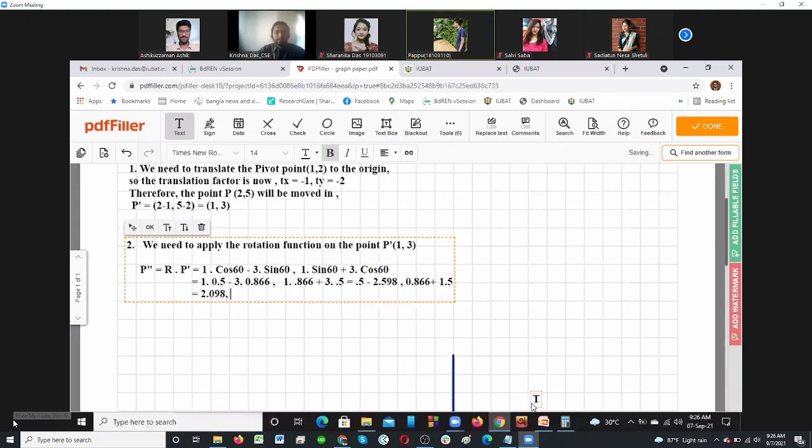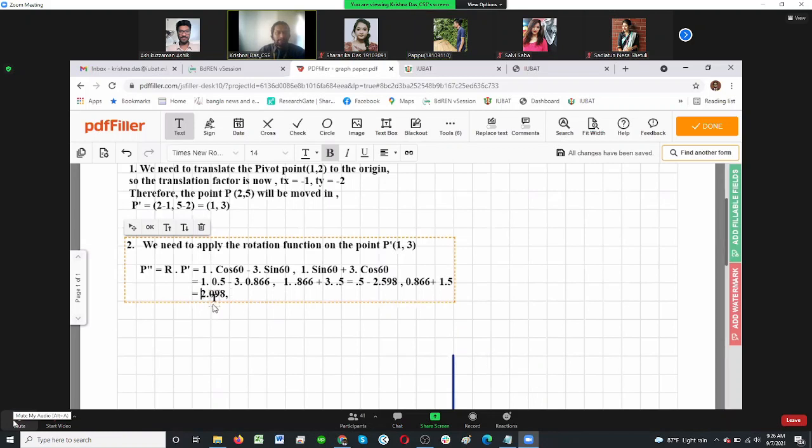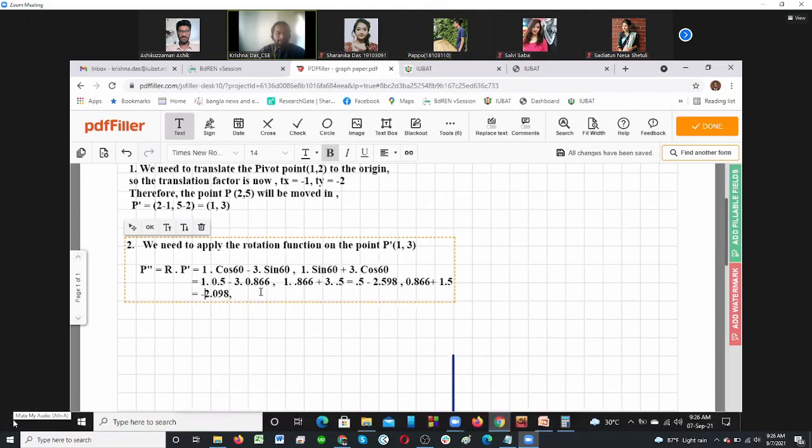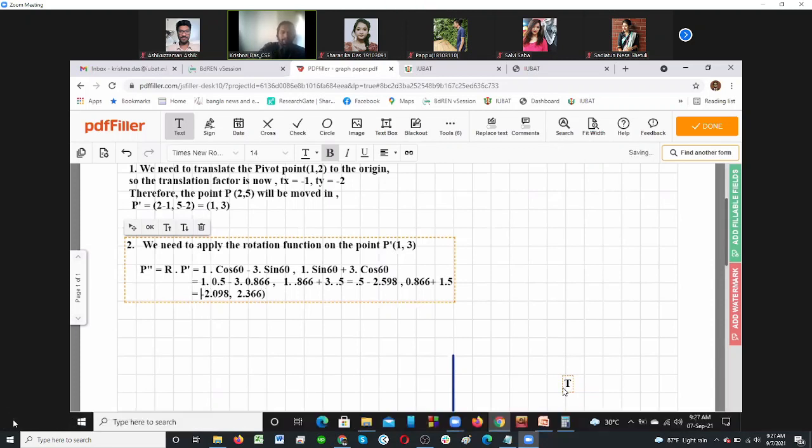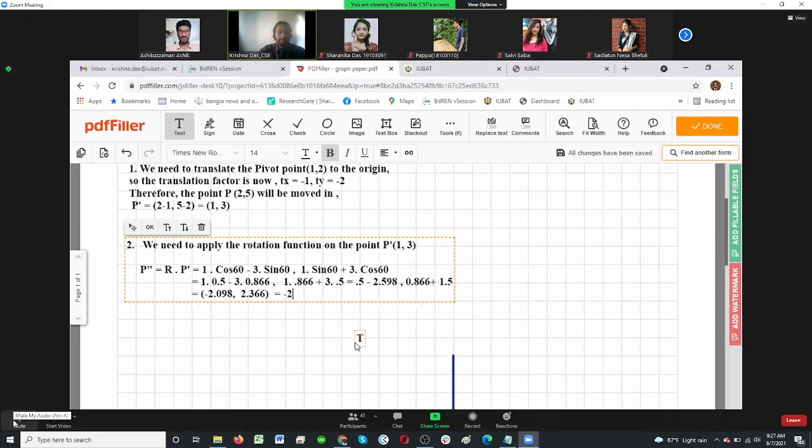It will be minus 2.098 because 0.5 minus 2.598 is negative, yes. And here we get 2.366, right? Okay, do not make a mistake, or else everything will go wrong. So if we take the rounded values, we get minus 2 and plus 2.